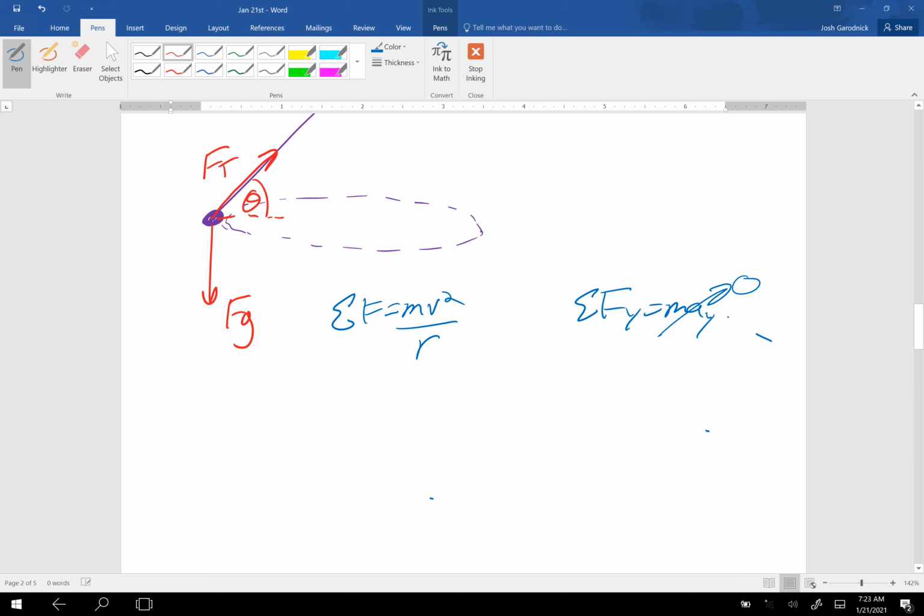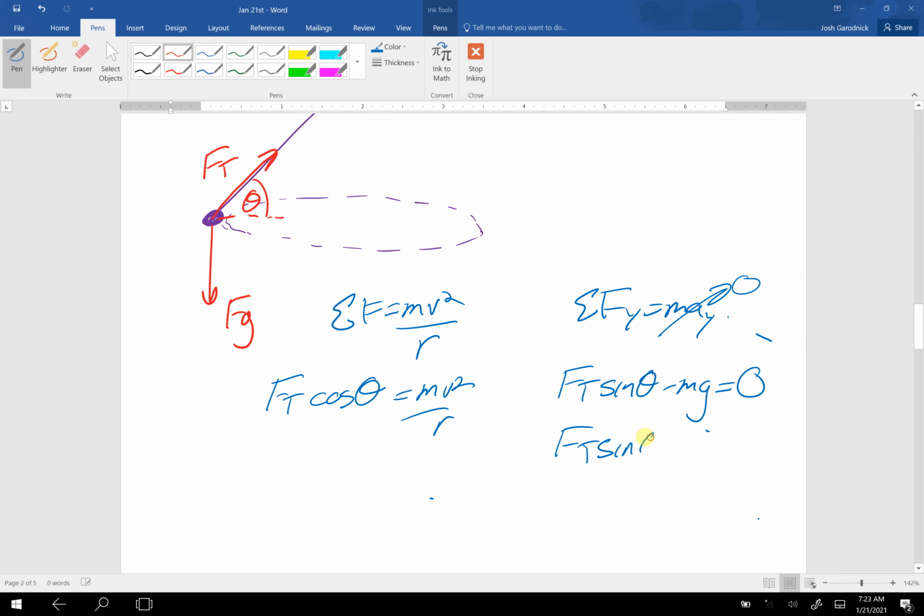The math that follows, just looking at the free body diagram, you have the tension force towards center at an angle, and hey, this is like x-axis stuff, so it's Ft cosine theta equals mv squared over r. In the y-axis, we have a tension force Ft sine theta minus the force of gravity equals 0. I'm just going to move that over so you can see something.